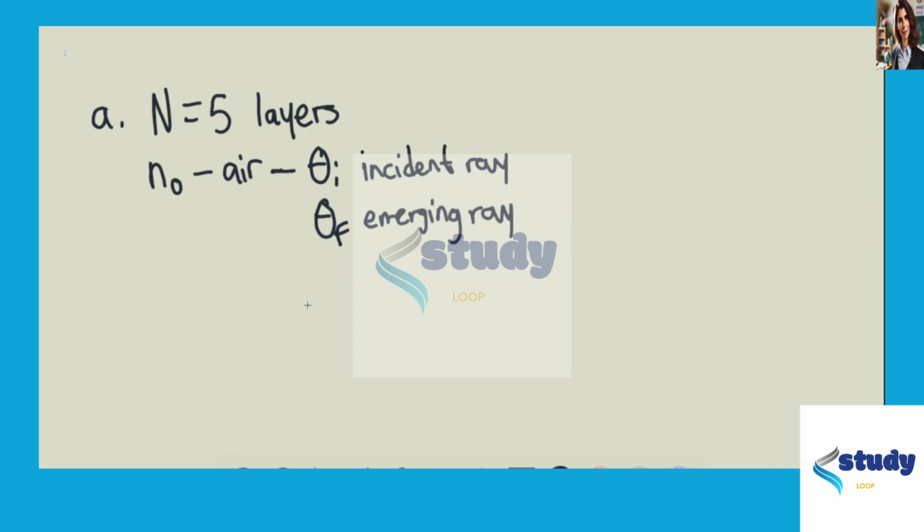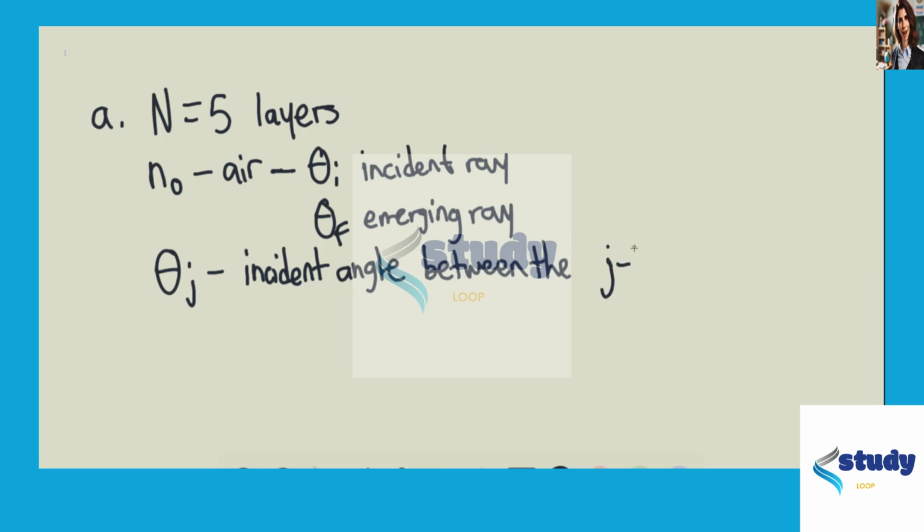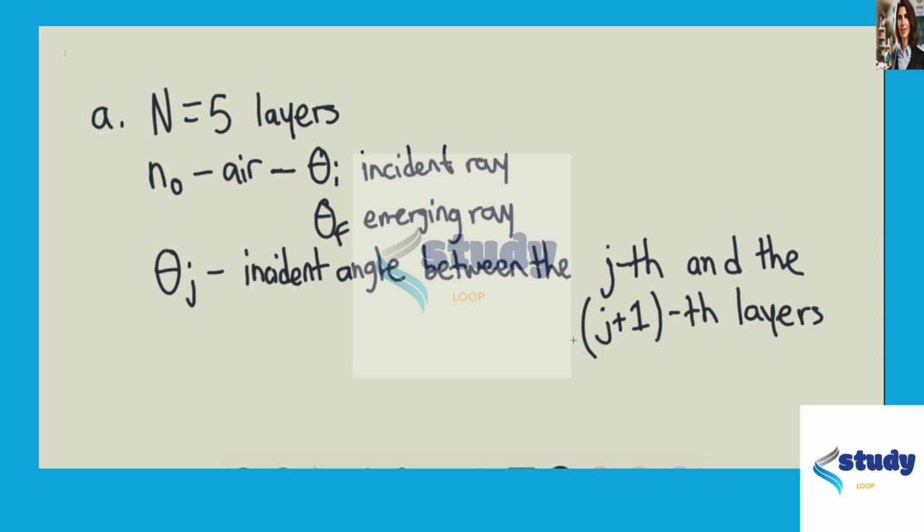And at this point, we can say that since all the boundaries are parallel to one another, the angle of incidence between the jth and the j plus 1th layer is going to be the same as the angle between the transmitted ray and the normal in the jth layer again.